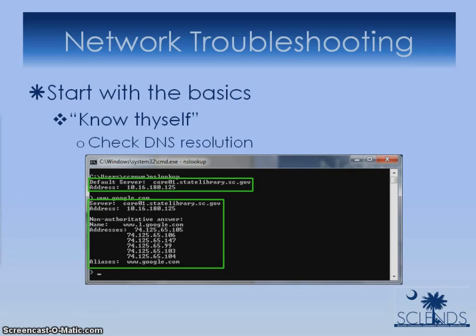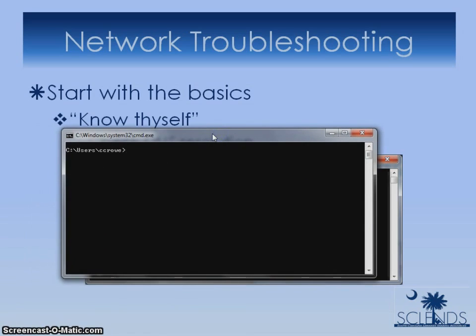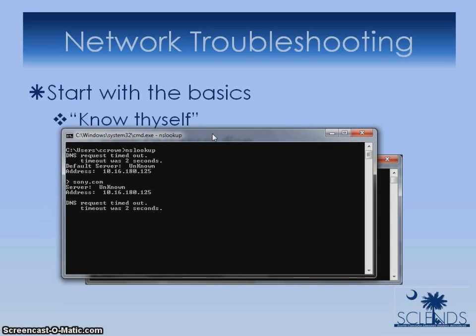Now I'm going to simulate having a non-working DNS server by removing my network cable. So I'll bring in my command prompt and pull up NSLookup, and you'll see that it's unable to connect to my DNS server. It knows the address that it's supposed to be, but it can't contact it. So if I were to put something in like sony.com, I get a timeout and no request.